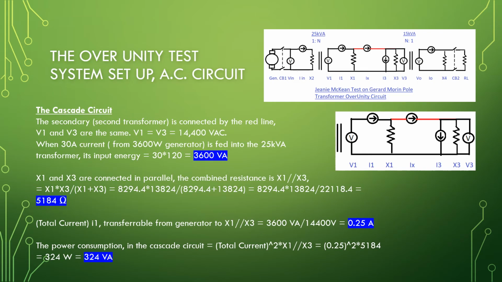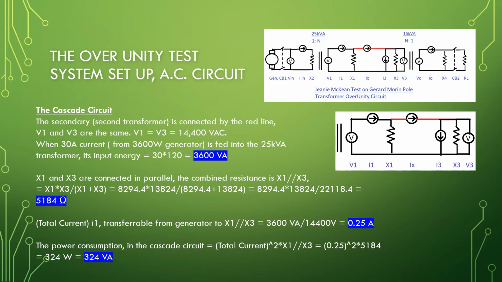The cascaded circuit. The secondary second transformer is connected by the red line. V1 and V3 are the same. V1 equal to V3 equal to 14,400 volt AC. When 30 ampere current from the 3600 watt generator is fed into the 25 kVA transformer, its input energy equal to 30 times 120 equal to 3600 VA.